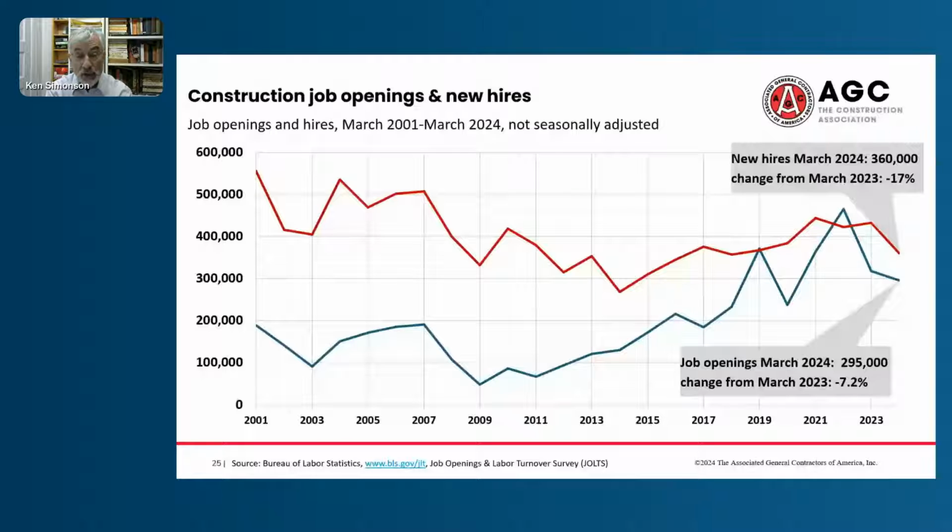Here, the blue line shows the number of job openings on the last day of a month, in this case, March, every year from the beginning of the series in 2001. The red line shows the number of people hired during the month, and that you would expect would be much greater than the number of openings on a single day. That was true from 2001 until around 2019.